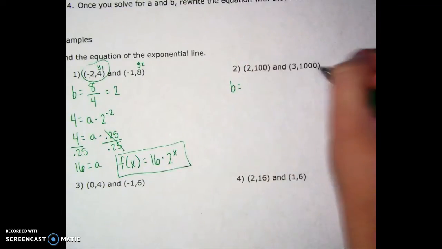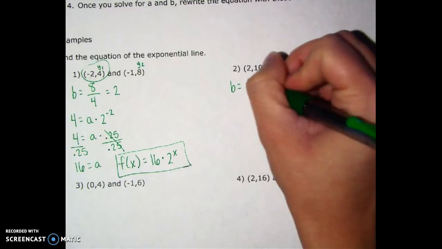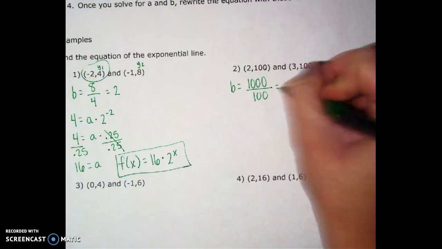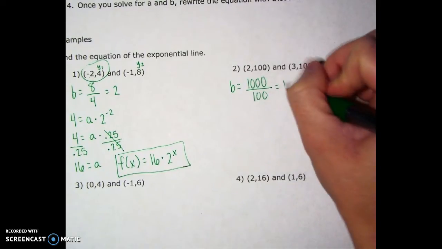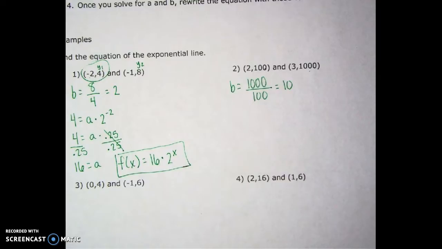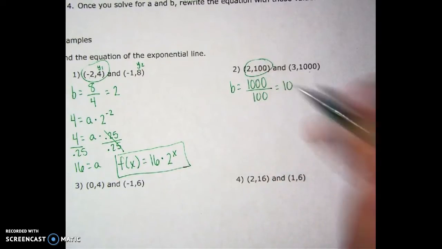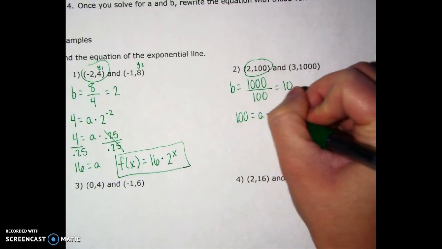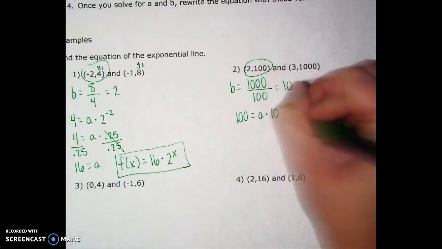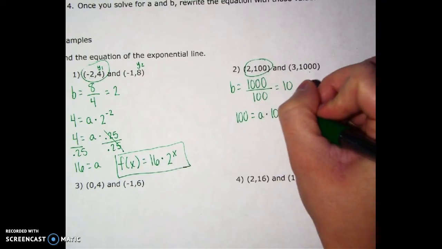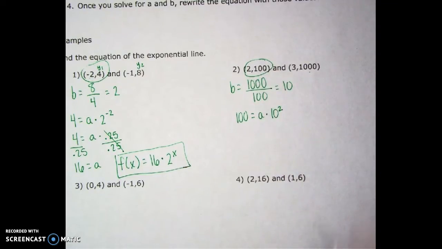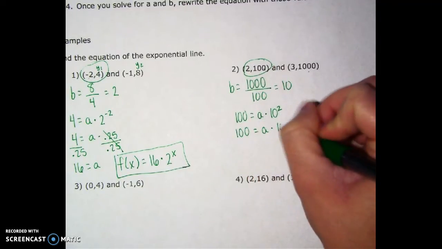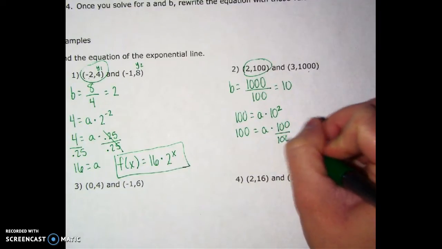b equals y2, which is 1,000, over y1, which is 100. 1,000 divided by 100 is 10. I'm going to use this point here. So y is 100 equals a, I do not know that yet. b is 10. x is 2. So that's 10 squared. 100 equals a times 10 squared is 100. Divide both sides by 100.